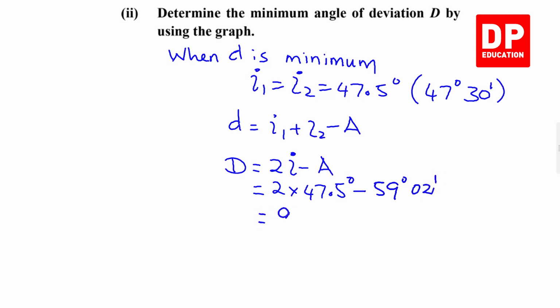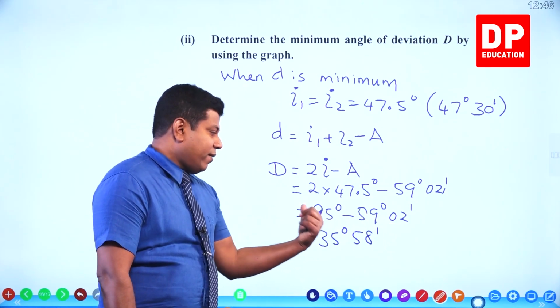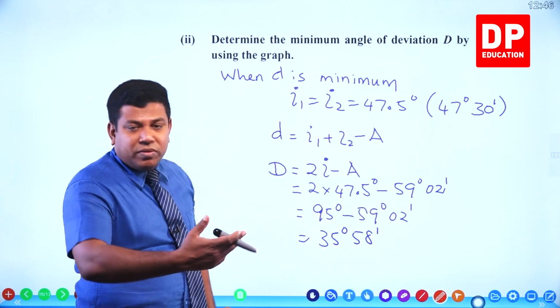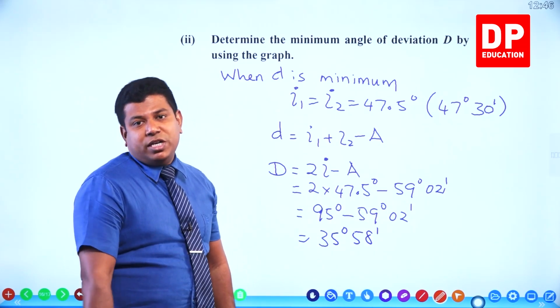This is 95 degree minus 59 02. That is 36 degree and 35, right? That is 35 degree 58 minutes. You take it as 60, then you have 35 and there is 2 minutes, so 58. 35 degree 58 minutes is the minimum deviation we get.